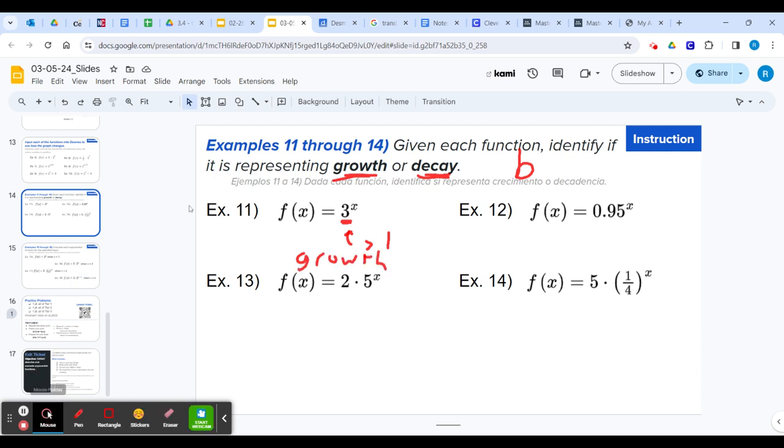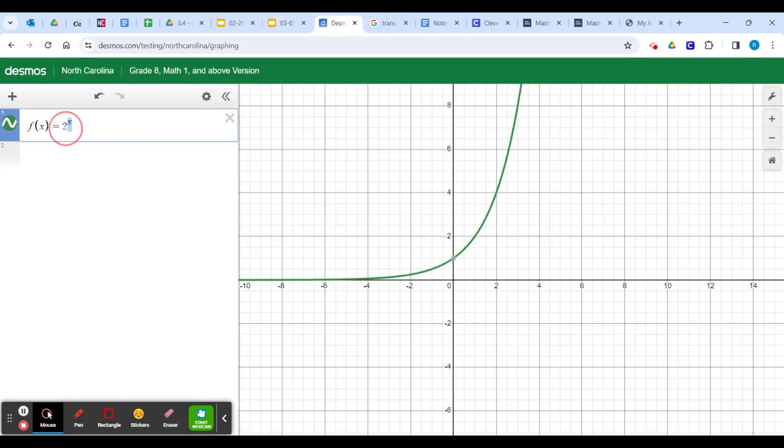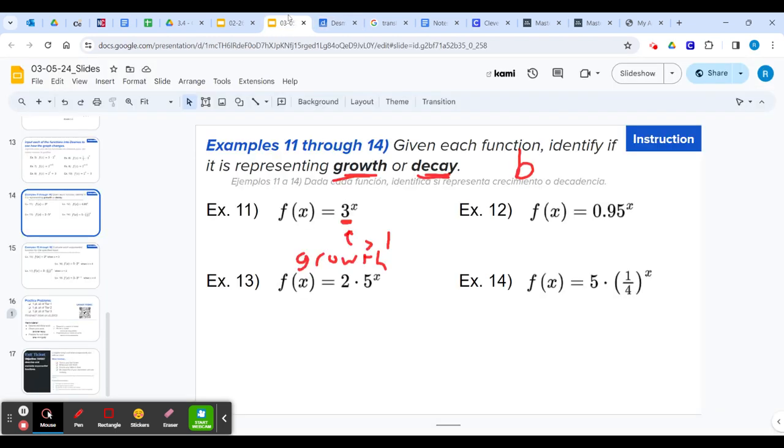And if we graphed this, we could easily see this as well. f of x equals 3 to the x. So if you're ever stuck, throw it in Desmos. Ensure that you're getting a growth graph.